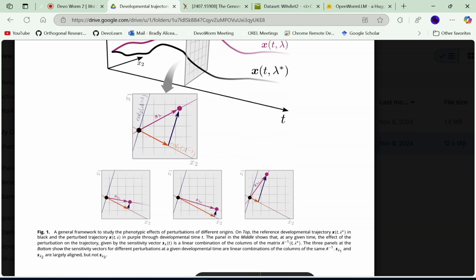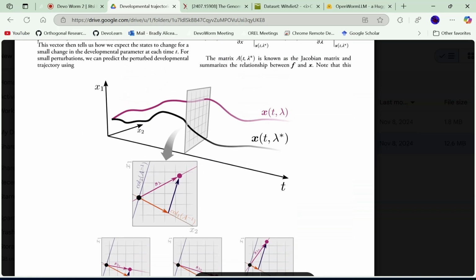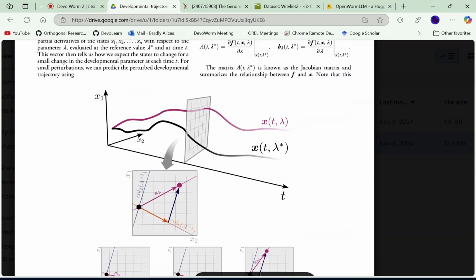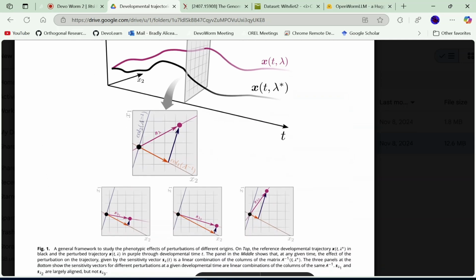This is a general framework to study the phenotypic effects of perturbations of different origins. So the top image here looks like 2 developmental trajectories that are diverging, and you can take a time slice through that and look at these other graphical representations down here. The one at the top is the developmental trajectories that go over time. And then you have this time slice where these trajectories cross through the time slice. And then you can see that these trajectories, the black and the purple one respectively, are shown on this graph with respect to the perturbations.